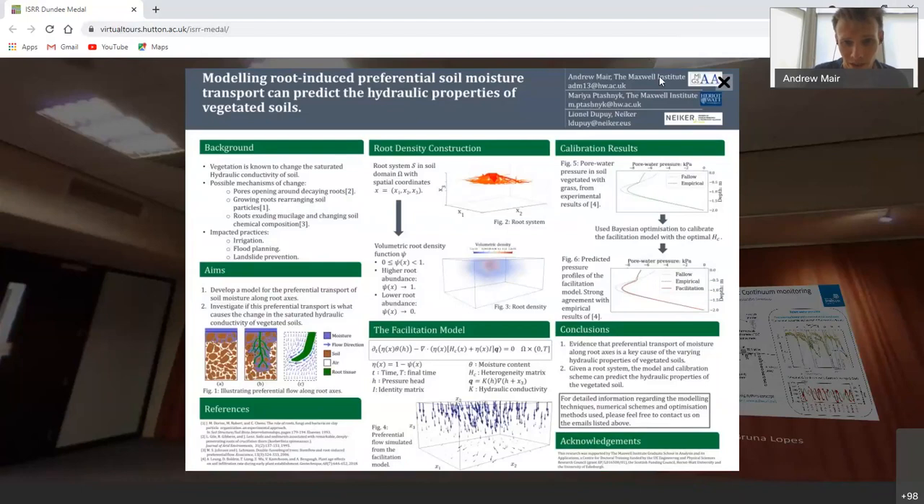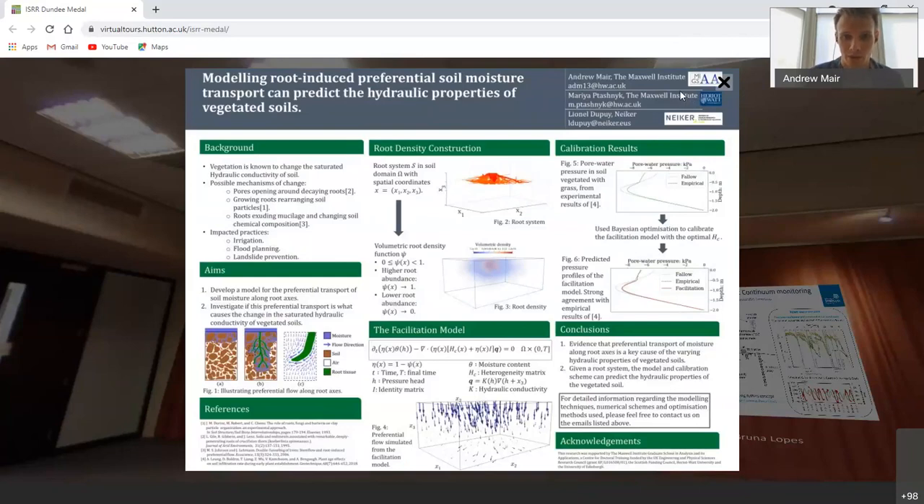We've then been calibrating the results of this facilitation model, the model we've developed, against observed results or empirical proof for water pressure profiles for moisture flow through soils vegetated with willow and grass. And I should say that that comes from the work of Glyn Bengough and David Boldrin and Leung as well. And so we've been comparing them and trying to calibrate our model so that it matches the results. And we've had some encouraging results in that respect. We've got that our model is generating pressure curves, which seem to match the empirical profiles quite well.